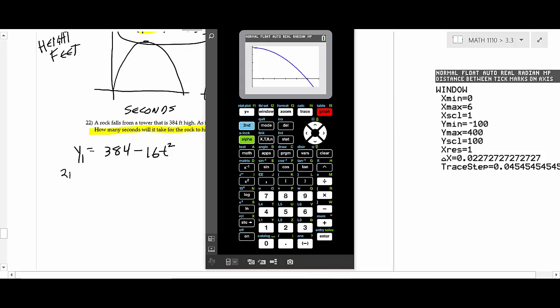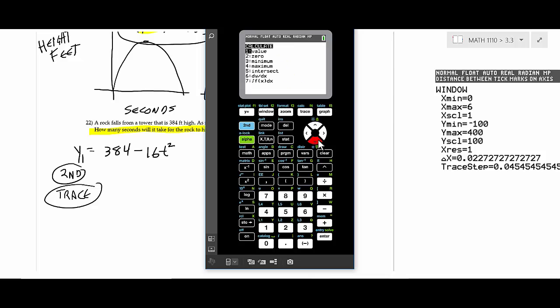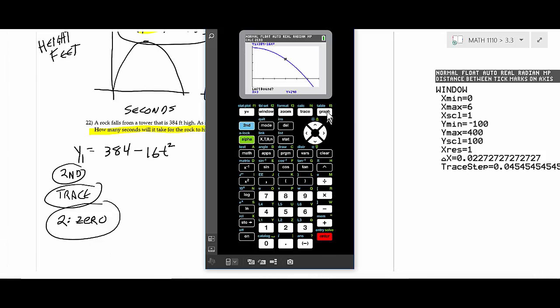So once you get your graph, you want to go second trace, to get this to open up. And there's a command on there called zero. What that'll do is help you find the y-intercept or the x-intercept. Okay, so you want to do that. That's the reason why I took the graph out a little bit further than where it hit the ground. So you just press enter there, and then it's going to ask for a left and right bound.